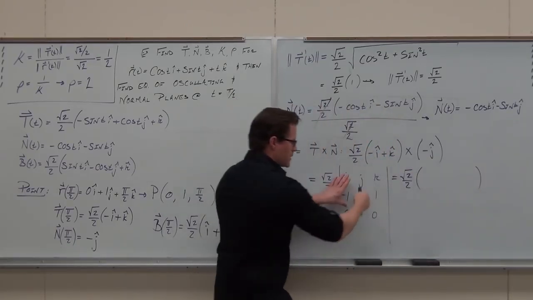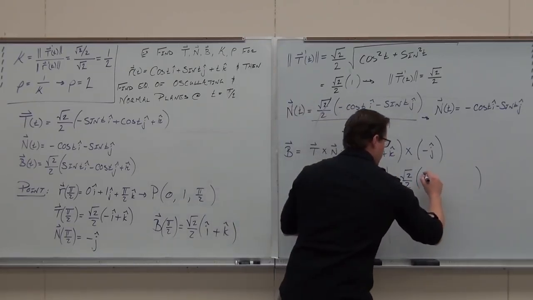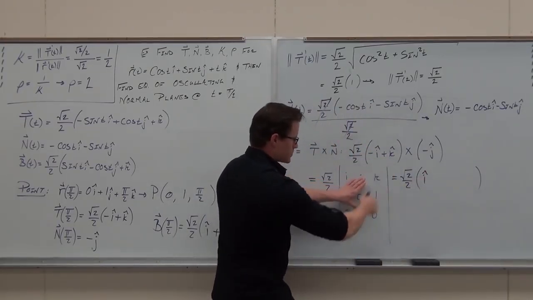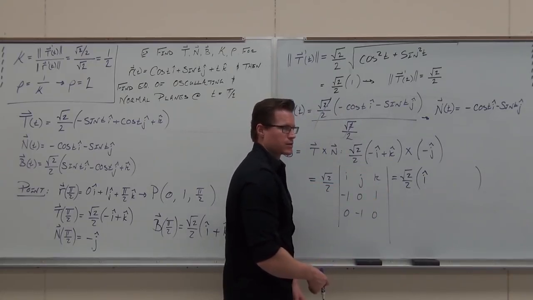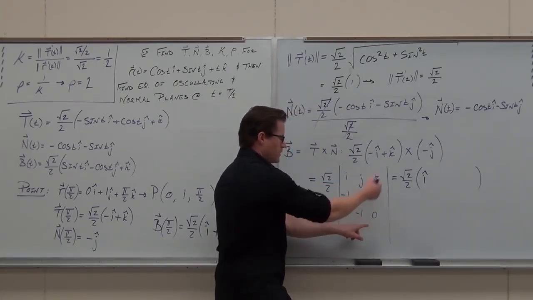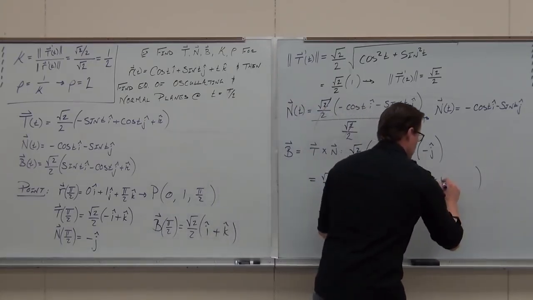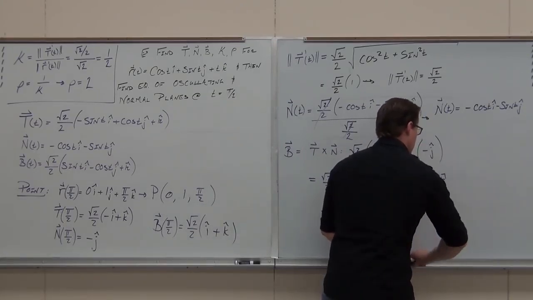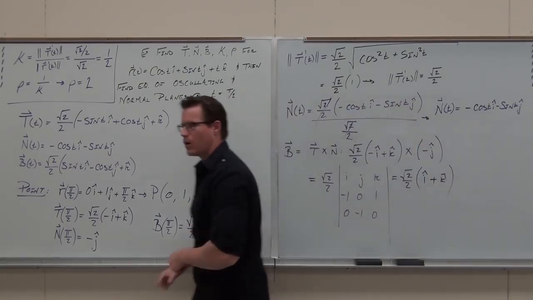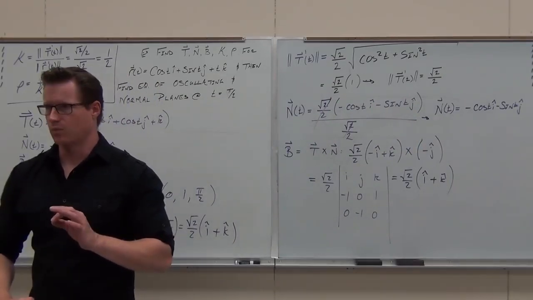Write your root 2 over 2 first. 0 minus -1, that's i. 0, 0, oh, no j's, done. 1 minus 0. Same thing, whole lot less work.